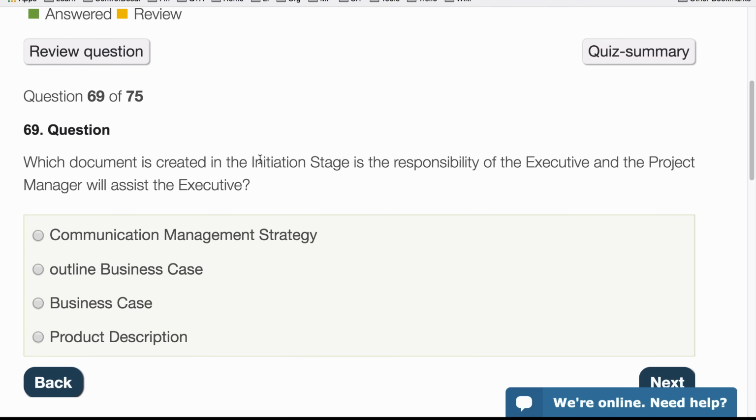Which document is created in the initiation stage, that's the planning stage, and is the responsibility of the executive, and the project manager will assist the executive to create this document? So it's not that one. The outline business case, that could be it. The business case or the product description. So the outline business case, well, that's in the starting up a project process. So it's not that one. So it's the business case. And the product descriptions, well, that's created by the project manager, with help from the team managers. So here we have the business case.